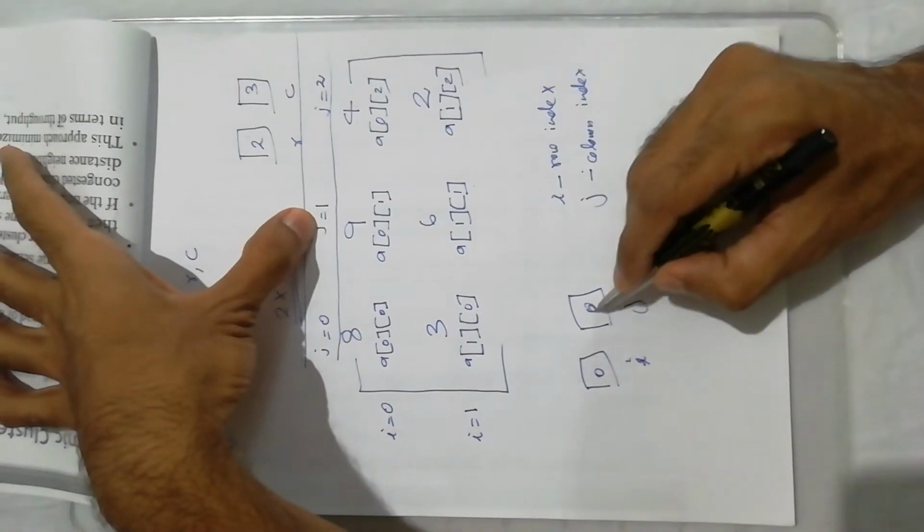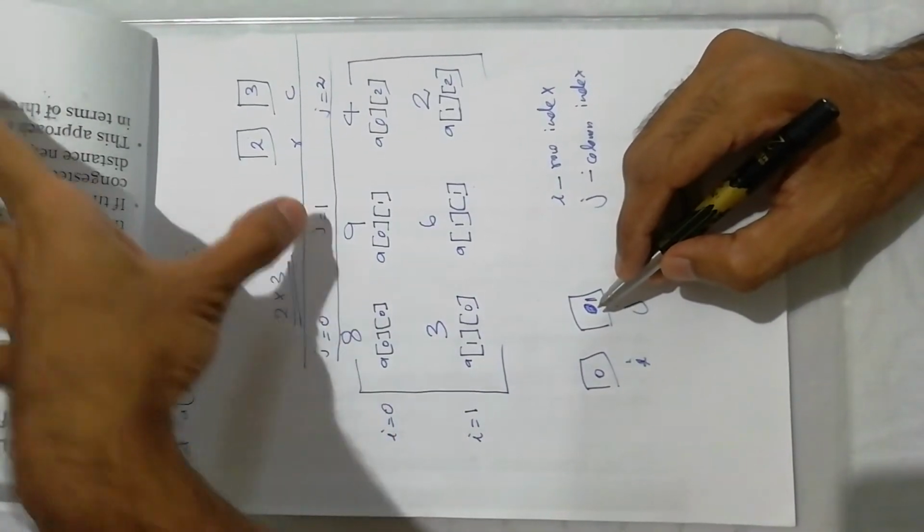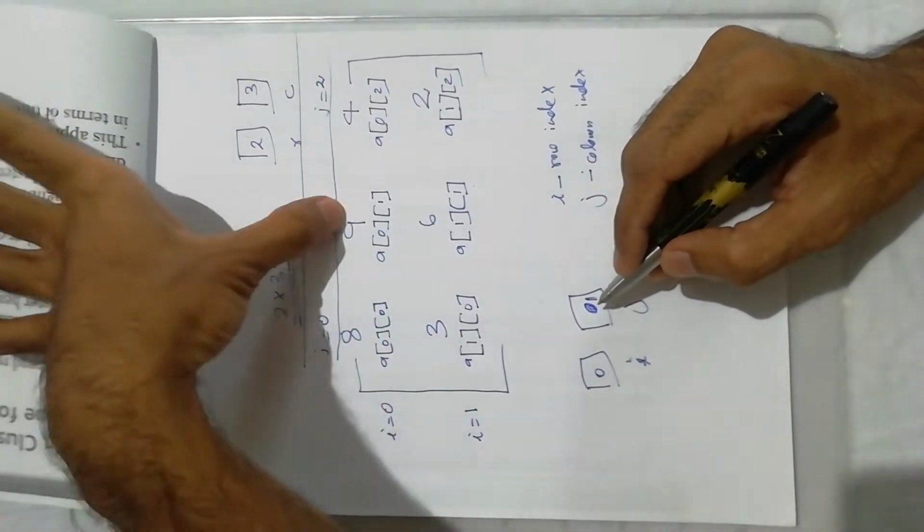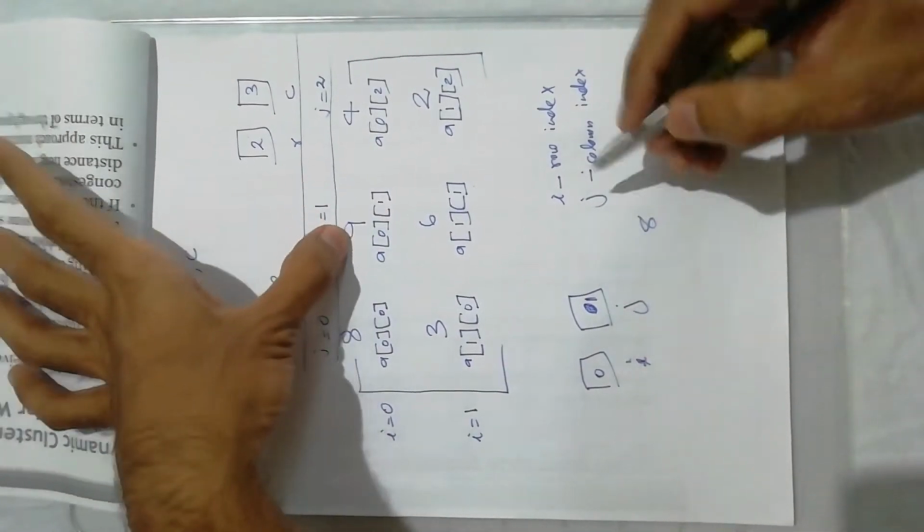Increment the value of J, J becomes 1, A of 0 1 is this location, the element is 9.